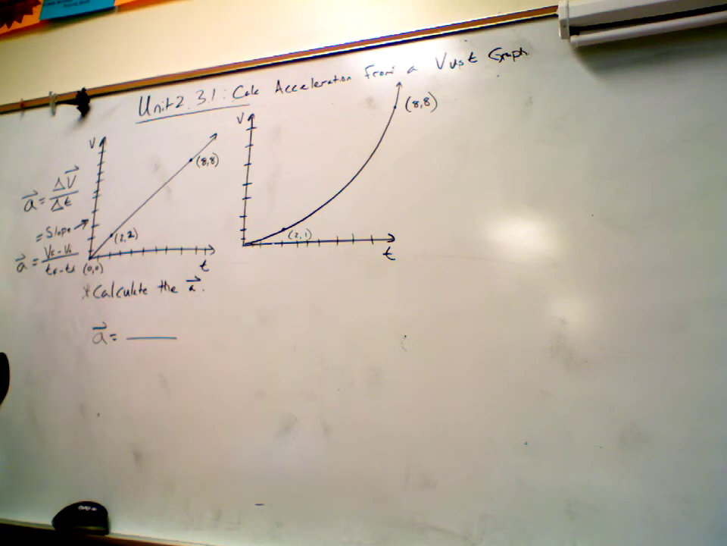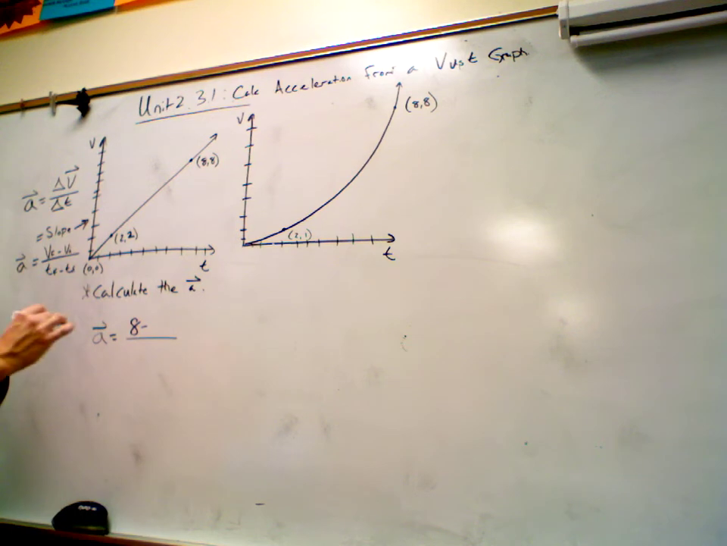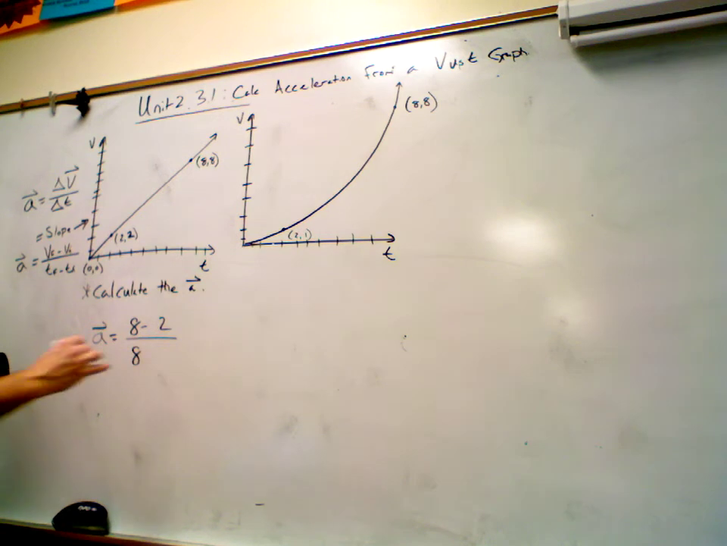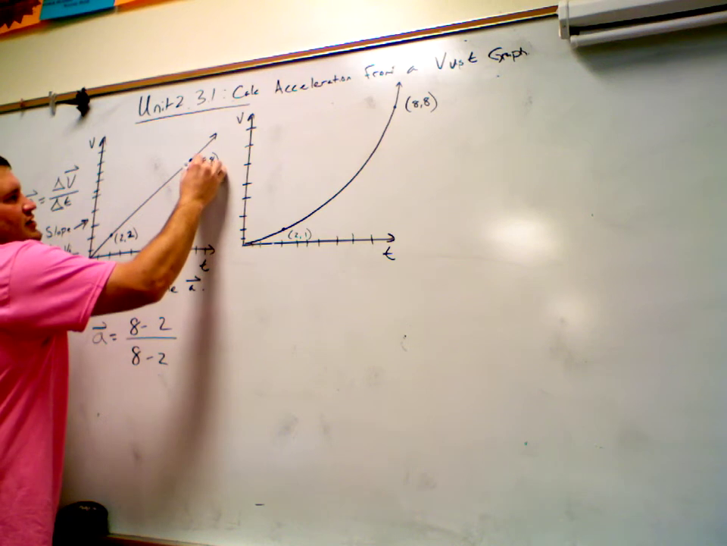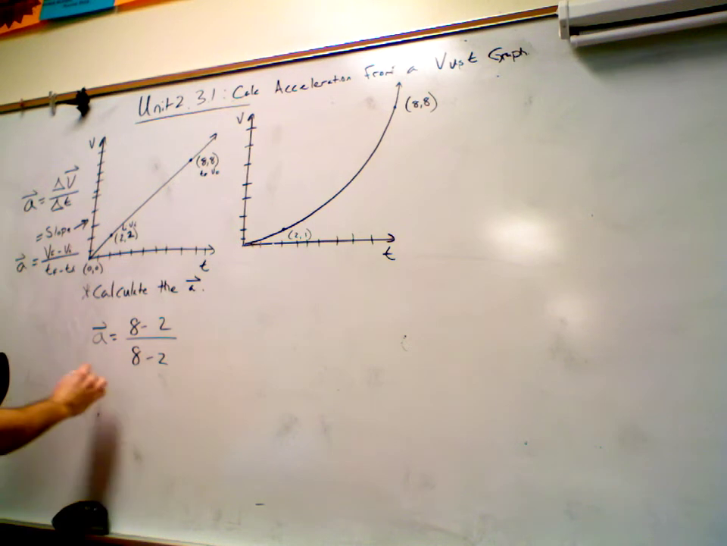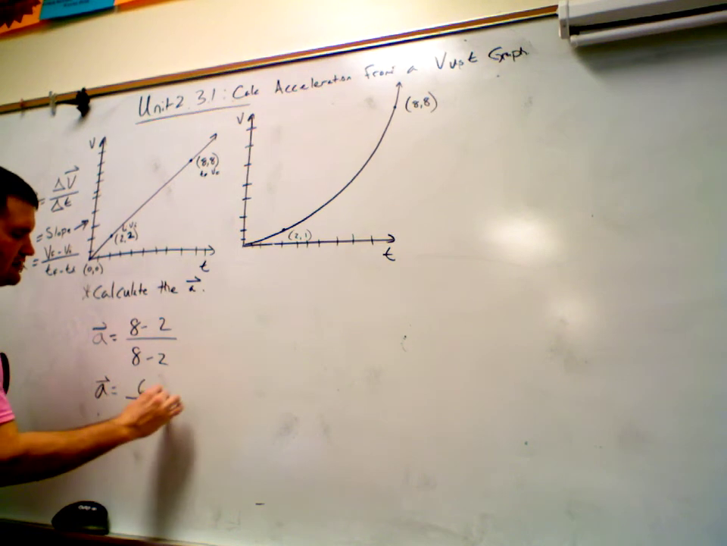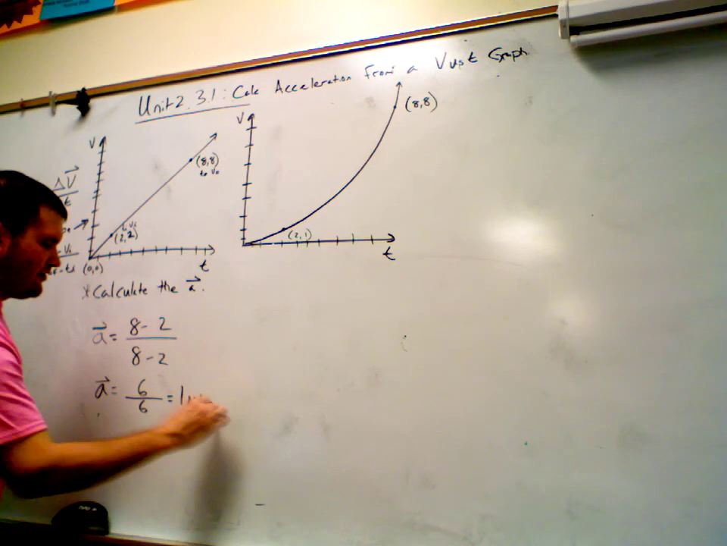Since the slope is constant, that means the acceleration is constant, right? So acceleration equals 8 minus 2, or 0, right? Over 8 minus 2. If you did that, that means you're saying this is T final and V final, and this is T initial and V initial, right? 8 minus 2 is 6. 6 over 6 is 1 meter per second squared. Good job. Okay.